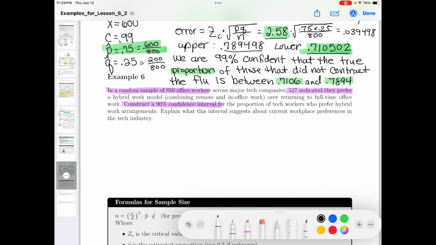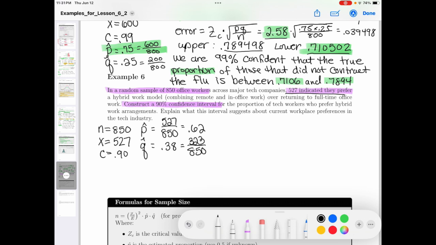So we have a sample size of 850. We have the number of successes is 527. We're going to call a success here the people that prefer a hybrid work model because that's what we're trying to track. So that's what we're considering a success. Okay, so we have a confidence level that's 0.90. And now if we want a probability of success from the sample, we're going to take 527 out of 850. That gives us 0.62. So that means our probability of failure is going to be 1 minus 0.62, which is going to be 0.38.